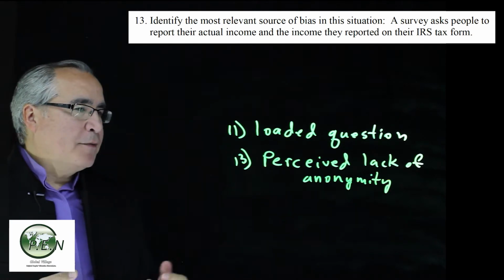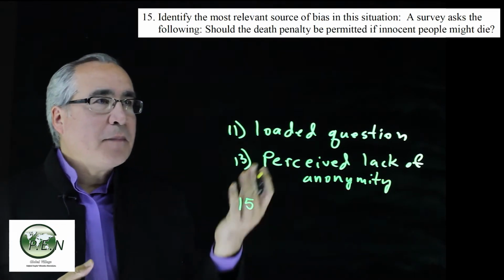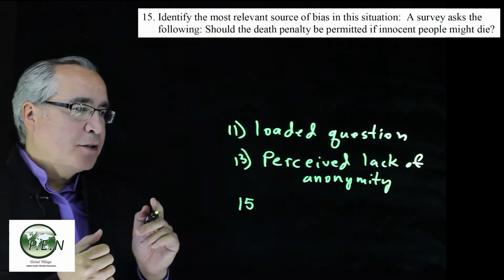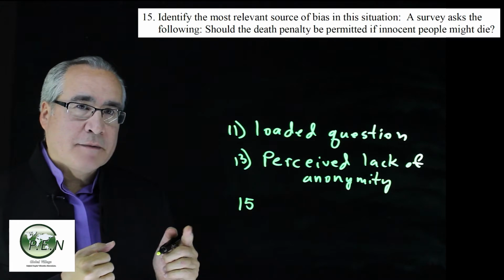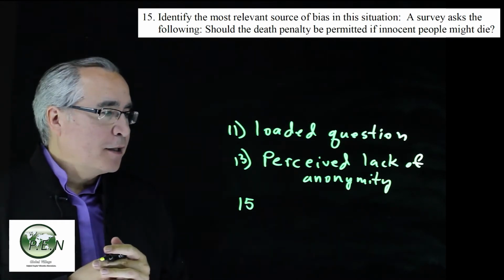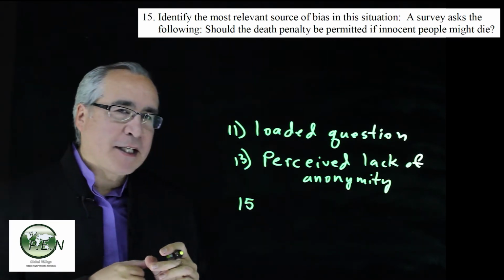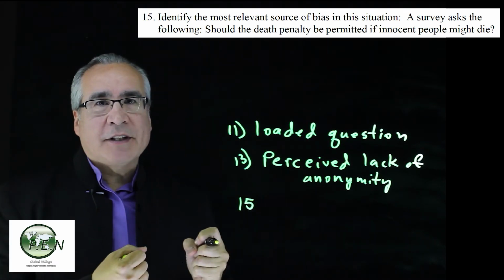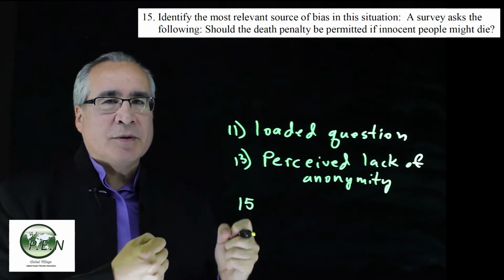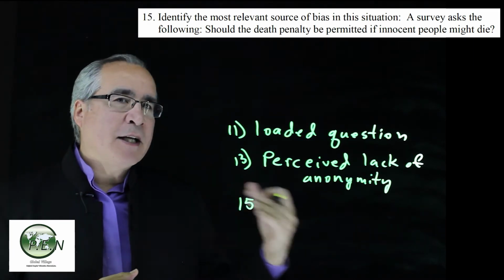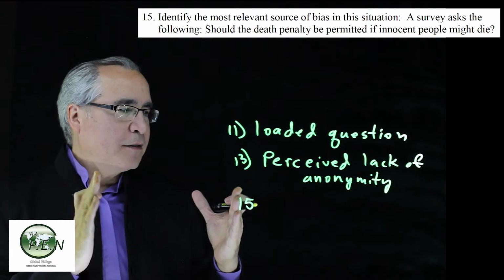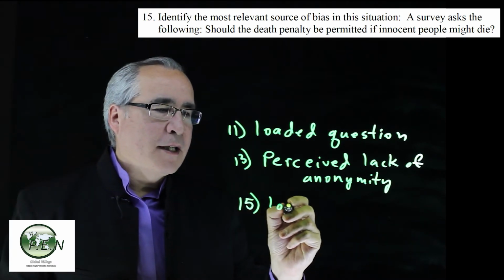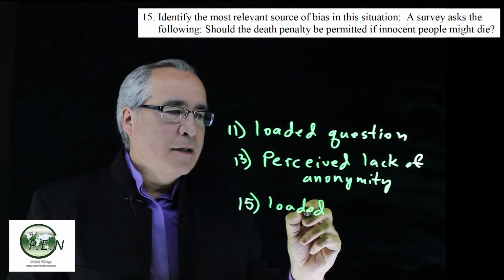Okay, and for 15, let's take a look at that. A survey asked the following: should the death penalty be permitted? And that was a good question. We stopped there. If innocent people might die. That "if innocent people might die" sort of tugs at you, doesn't it? It leads you to an answer that you might not have given if they stopped the question with just, should the death penalty be permitted? So this is also going to be a loaded question.